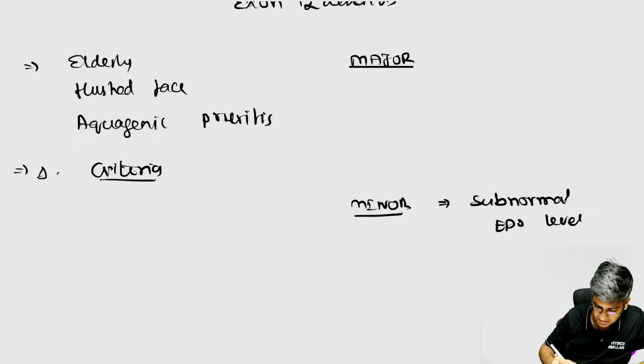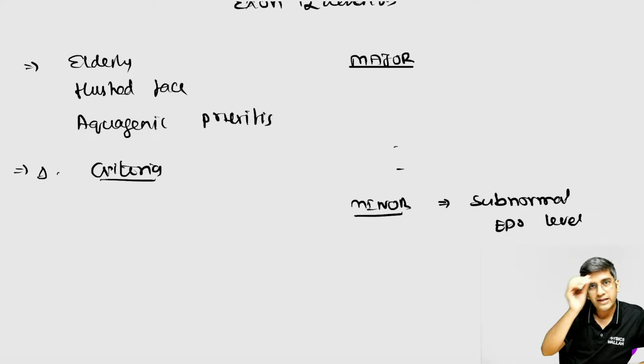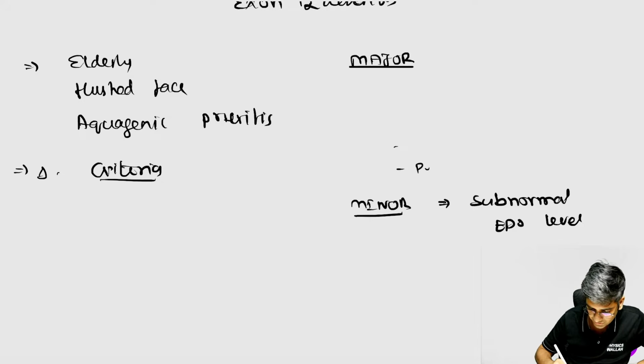Then in major criteria, I'll go with the easiest one first. Then we'll go with the difficult one, which is the numbers. Already we know the mutation: presence of JAK2 mutation.